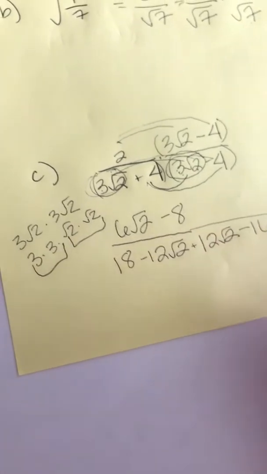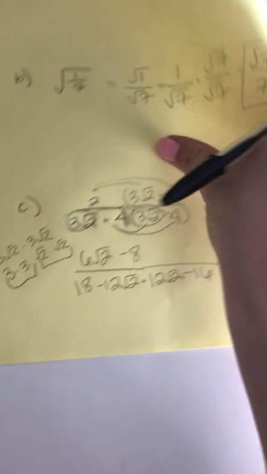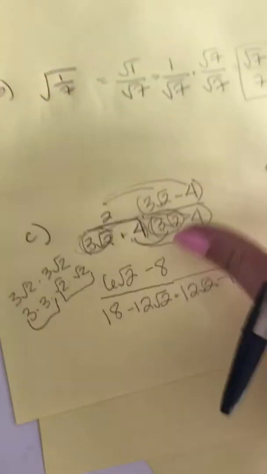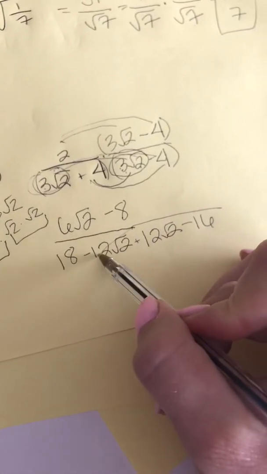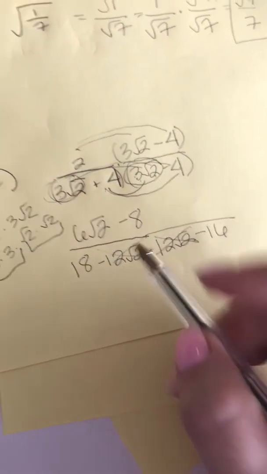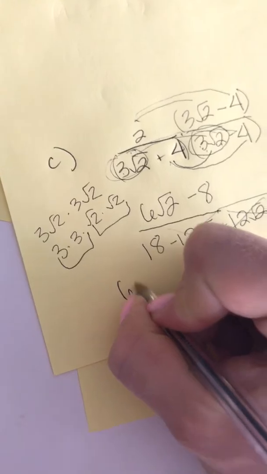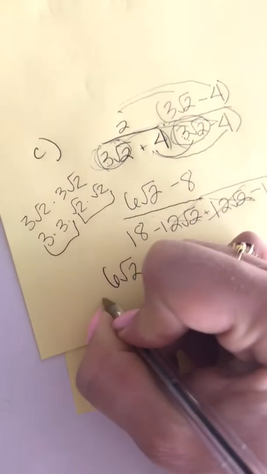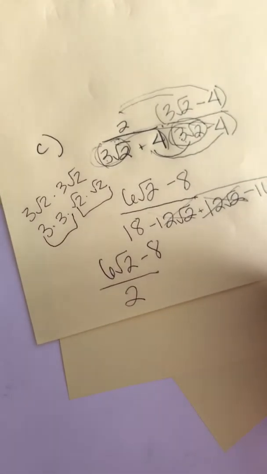Okay, this is all in the fraction. So I can, now, let's see, these cancel. Minus 12 root 2 plus 12 root 2. 18 minus 16 is 2. So I now have 6 root 2 minus 8 all over 2.